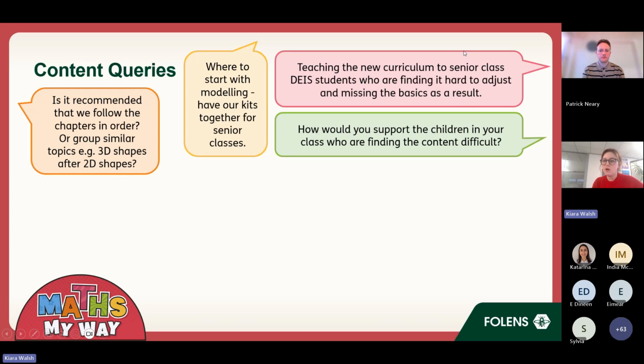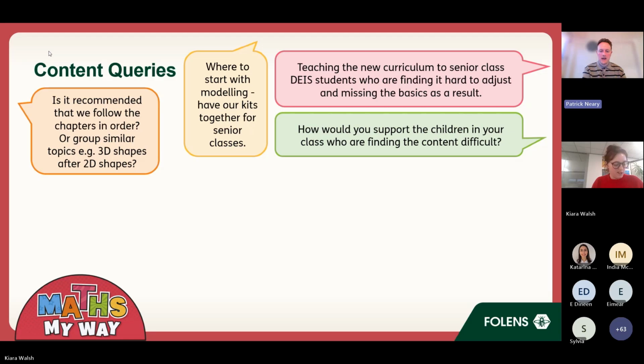There's two questions here which are quite closely related, so I've included the two of them together. One of which is just teaching the new curriculum to senior class students who are finding it hard to adjust and they're missing the basics as a result. And then kind of related to that, how would you support the children in your class who are finding the content difficult? Yes, and I'm going to add in, while you were talking a minute ago there, Kira, I saw a question in the chat where someone asked about one child being finished instantly and another child still being drawing, and how do you support that?